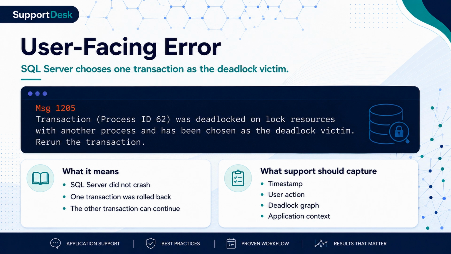The deadlock victim receives SQL Server error 1205. The message says that transaction process ID 62 was deadlocked on lock resources with another process and has been chosen as the deadlock victim. It also says to rerun the transaction. That wording matters. SQL Server has not crashed. The database is not necessarily corrupt. One transaction was rolled back so the other could complete. Retrying may succeed, but if the same pattern happens repeatedly, retrying is only a workaround.